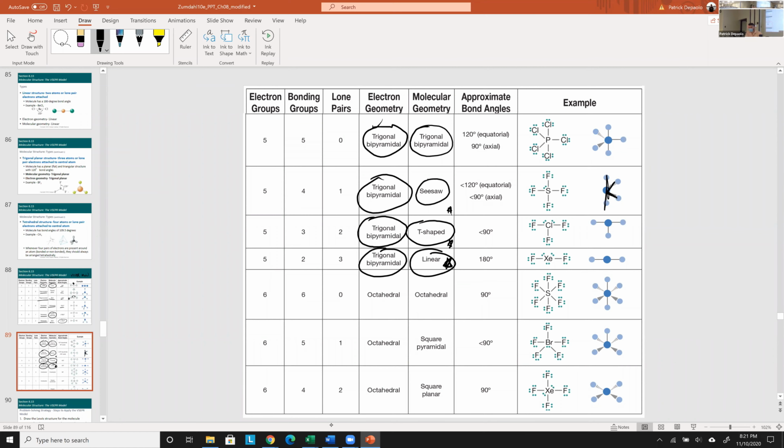Okay, the next one is when you have 6 things. So when you have 6 electron groups, they're called octahedral. Professor, I thought octa was 8. It is, but I don't know why they call it that. I honestly don't. It's called octahedral. Whatever.